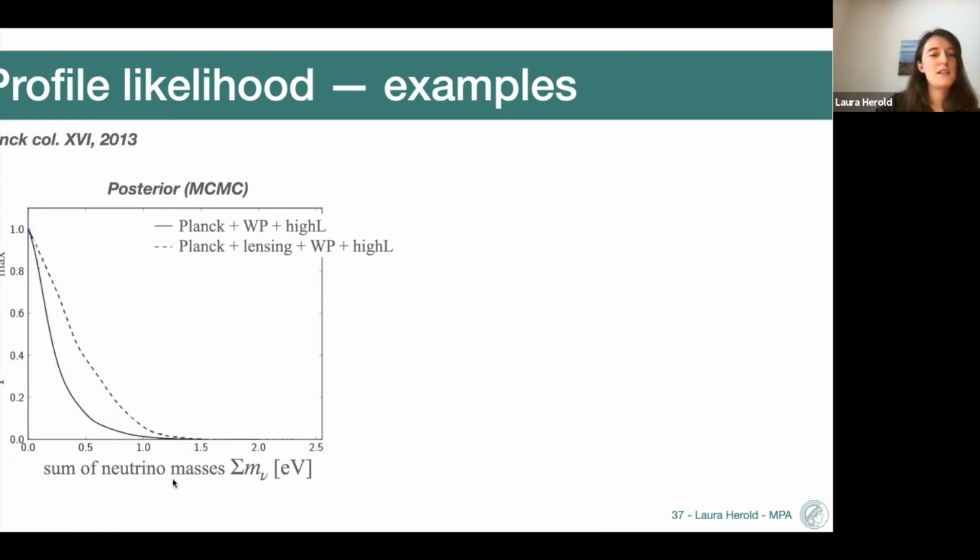And the interesting observation is in the sum of neutrino masses, mu. They find that if they look at Planck data without lensing, they find this solid line. But for Planck data with lensing, they find this dashed line. So this might seem a little bit counterintuitive on first thought, because adding more data here degrades the constraining power.